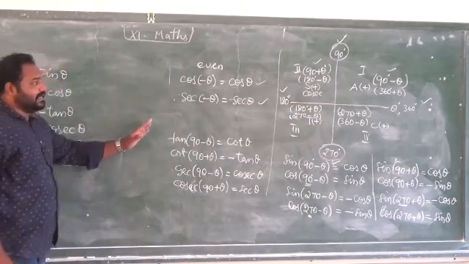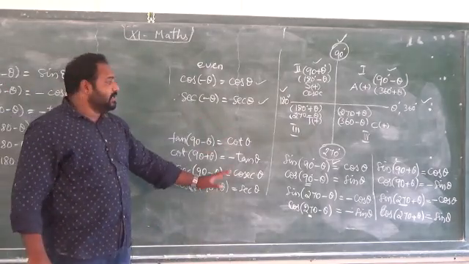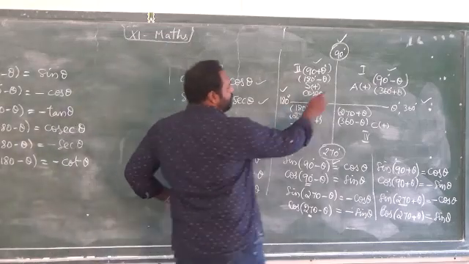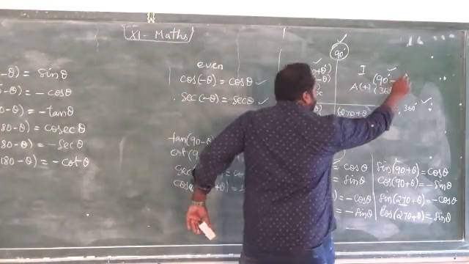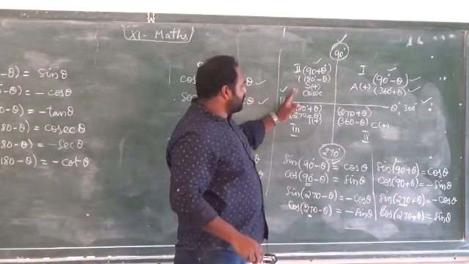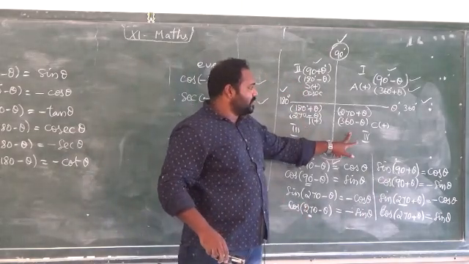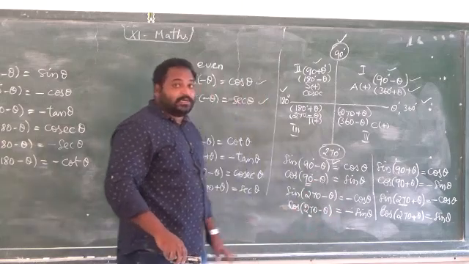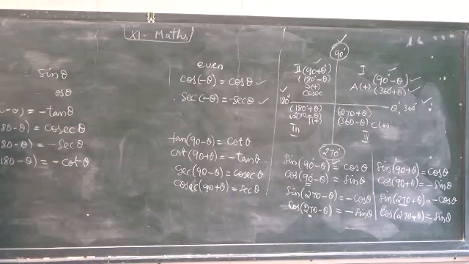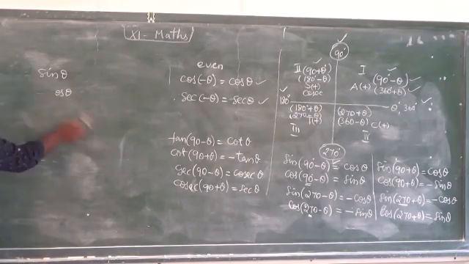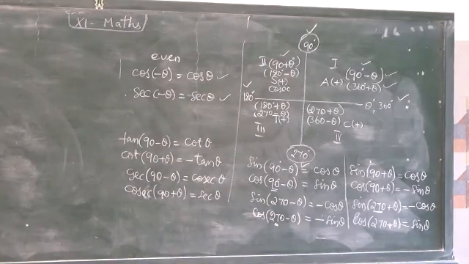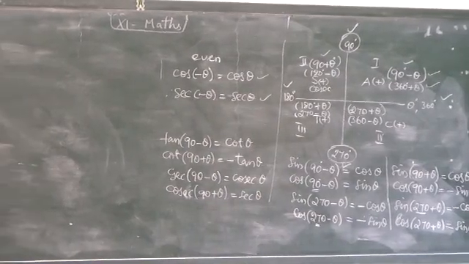Otherwise, if you are not listening, it is very difficult to understand. If you listen carefully, it is very easy. First understand the 4 quadrants: which values occur in the first quadrant, second quadrant, third quadrant and fourth quadrant. Then only it will be easy. So using this, we are going to see exercise 3.4.